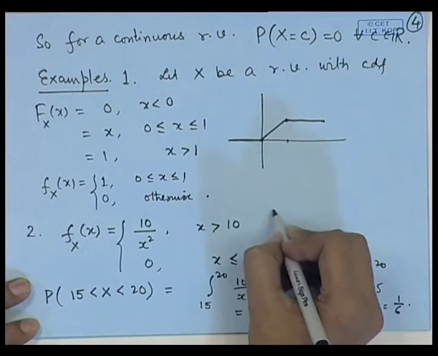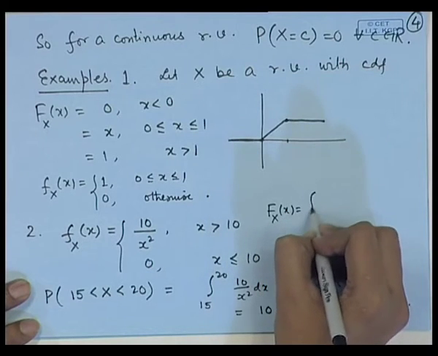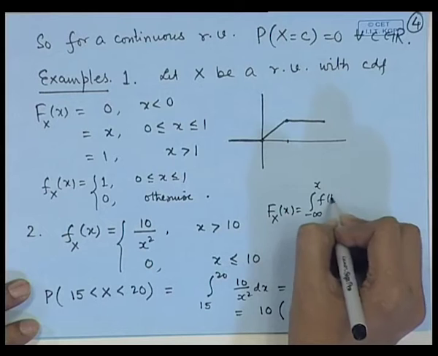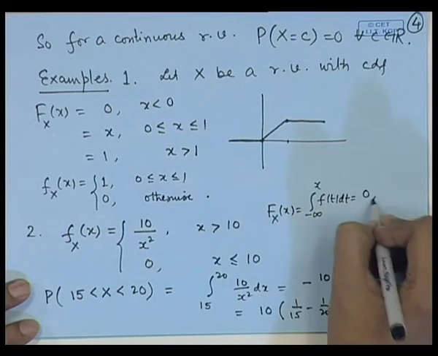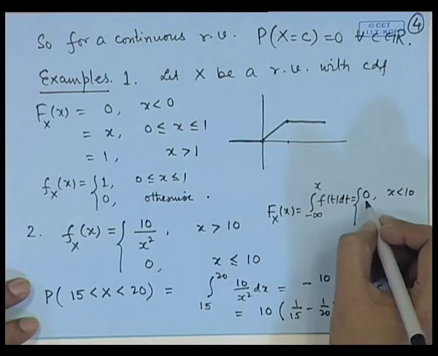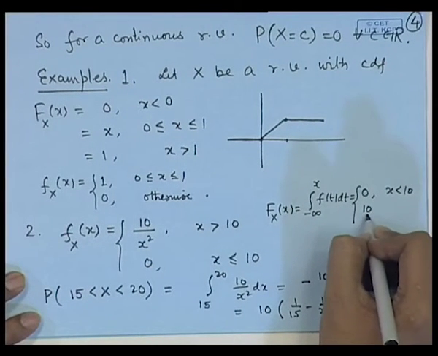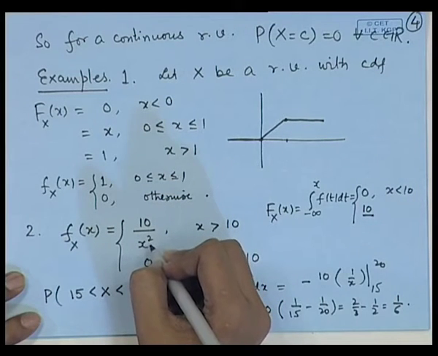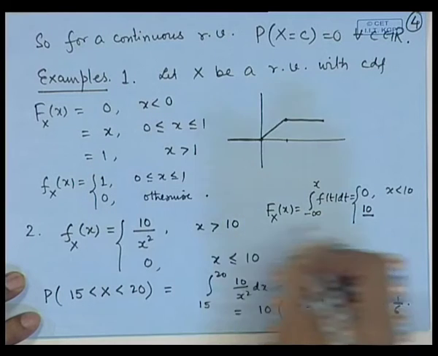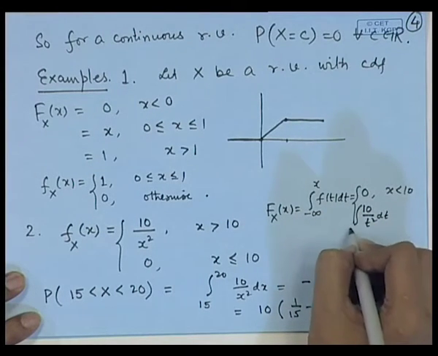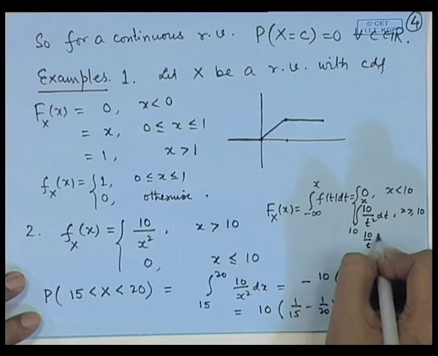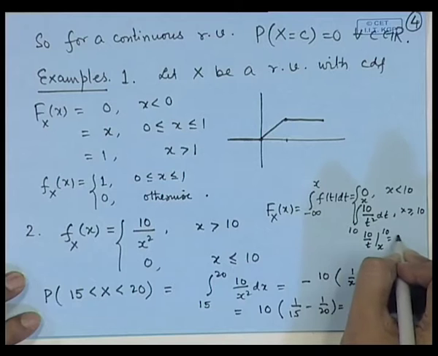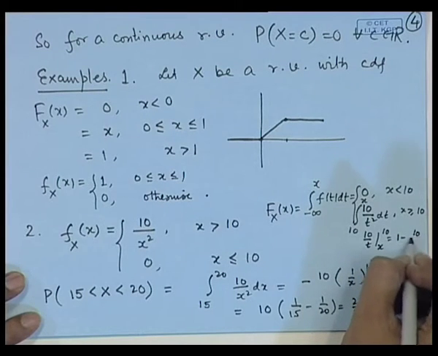If we want to find out the CDF here, then it is the integral from minus infinity to x of f(t) dt. Now, here the positive value of the density starts from the point 10, therefore, it will be 0 for x less than 10, and thereafter it will become the integral of 10 by t square from 10 to x, for x greater than or equal to 10. So, it is equal to minus 10 by t from 10 to x, that is equal to 1 minus 10 by x. This is for x greater than or equal to 10.